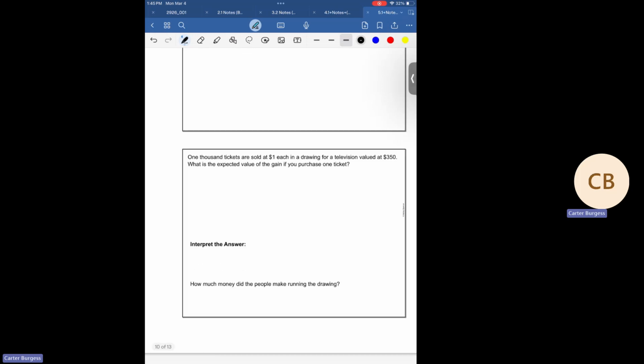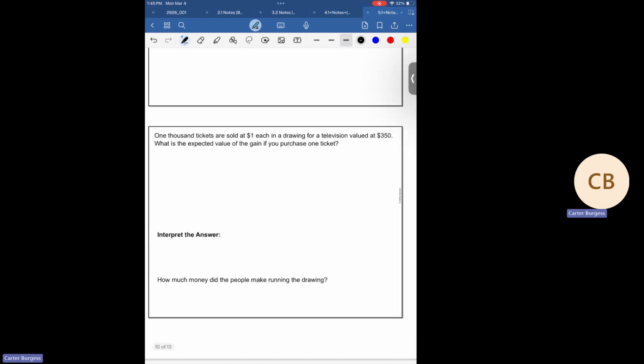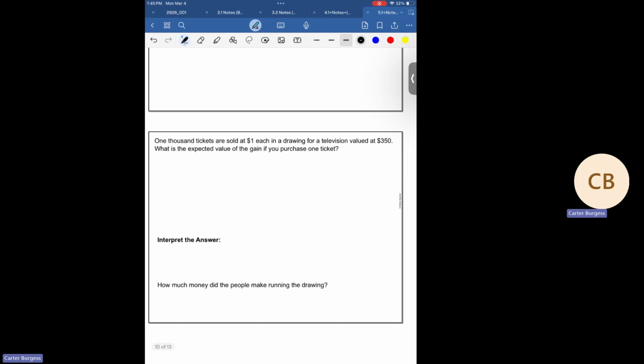Okay, I want to take a look also at this fourth example here. Mostly because the way we have to define the random variable is, I think, not necessarily the most obvious. And this is actually how we would use expected value to make decisions. So in this case, we are told that we are selling 1,000 tickets at $1 to draw for the chance of getting a television valued at $350. Question is, what is the expected value of monetary gain if we purchase a single ticket?